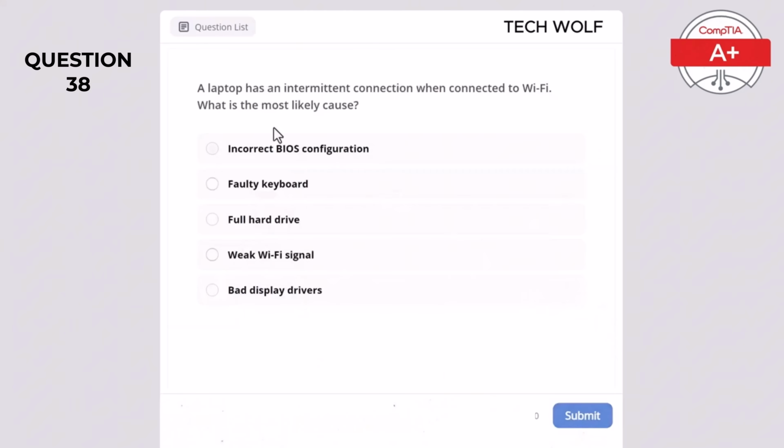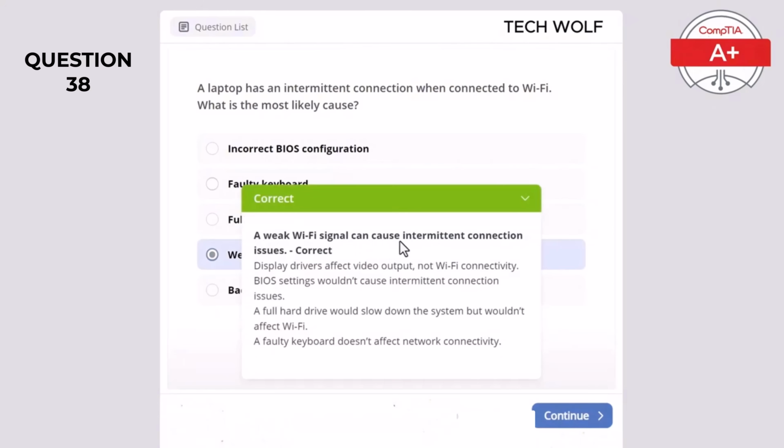And question 38. A laptop has an intermittent connection when connected to Wi-Fi. What is the most likely cause? Incorrect BIOS configuration, faulty keyboard, full hard drive, weak Wi-Fi signal, or bad display drivers. And the correct answer here is weak Wi-Fi signal. A weak Wi-Fi signal can cause intermittent connection issues.